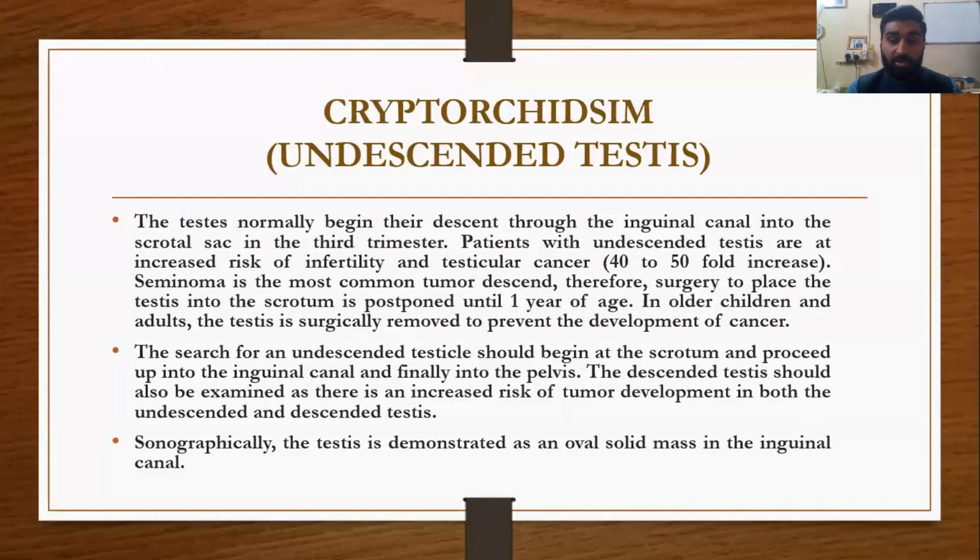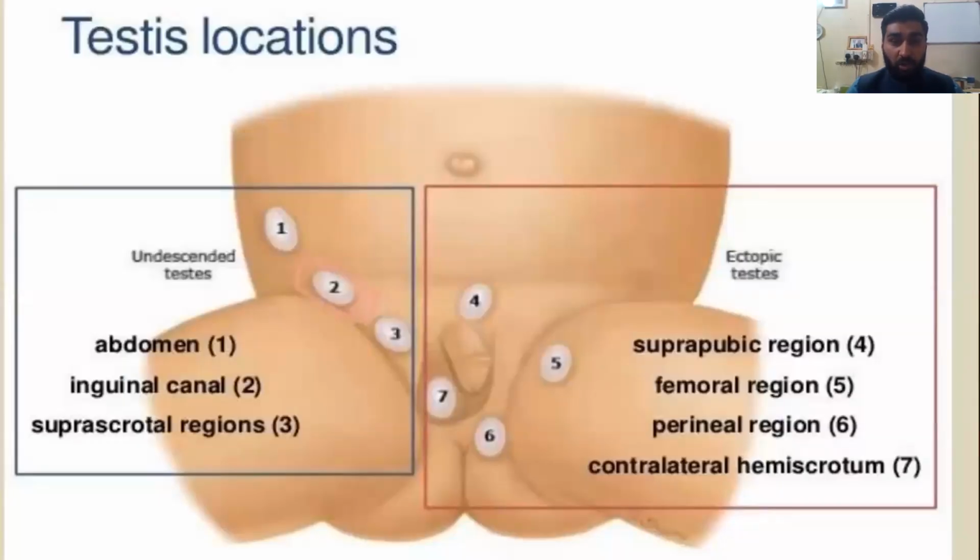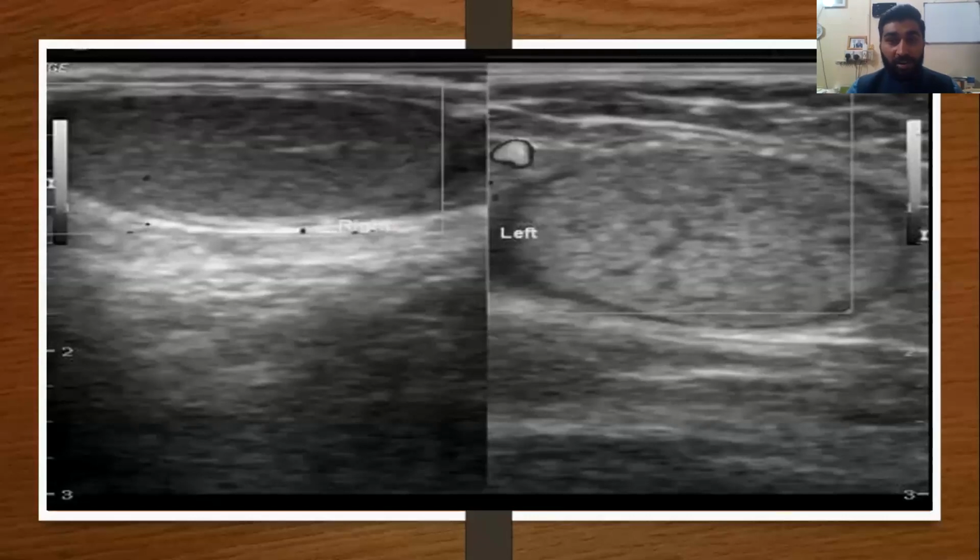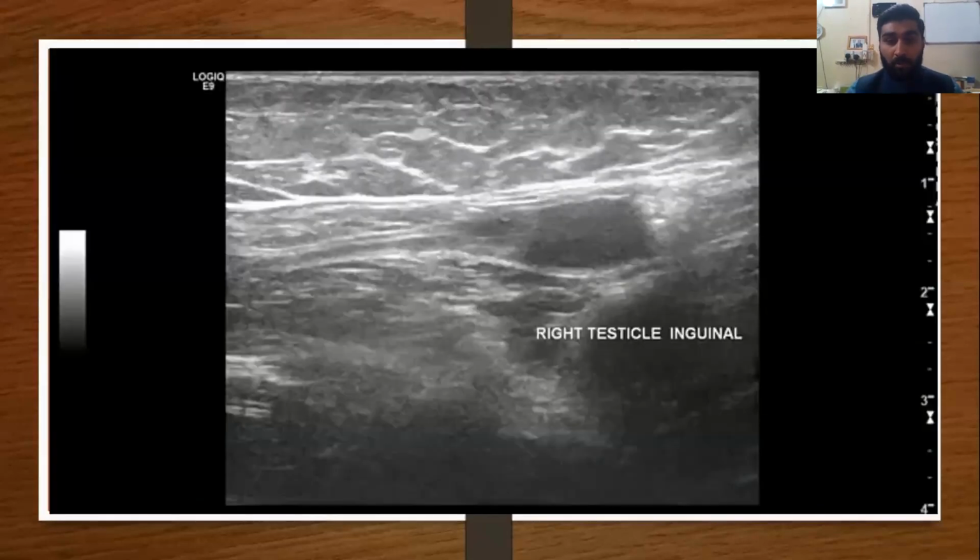Sonographically, the testis is demonstrated as an oval solid mass in the inguinal canal. The different locations of undescended testes can be intra-abdominal, inguinal, suprascrotal, suprapubic, and perineal. Due to the shortage of time, I have to go fast. This image shows an undescended testis. This testis is trapped in the inguinal canal. The right testis is in the right inguinal canal, not completely descended into the right scrotal sac.